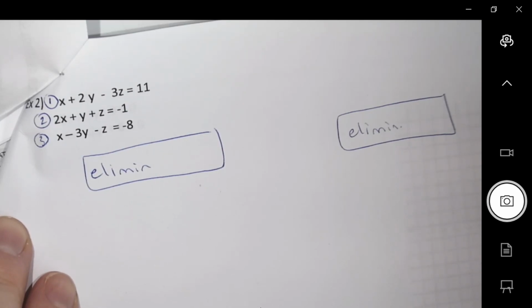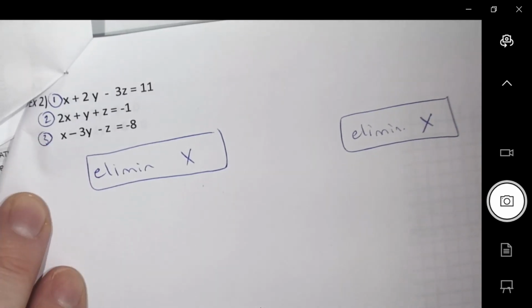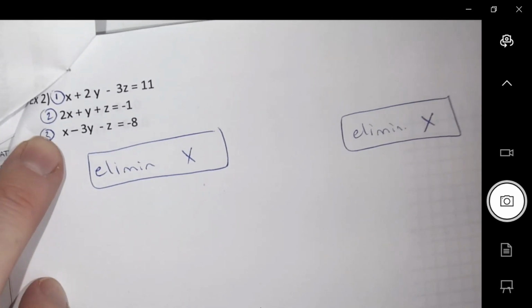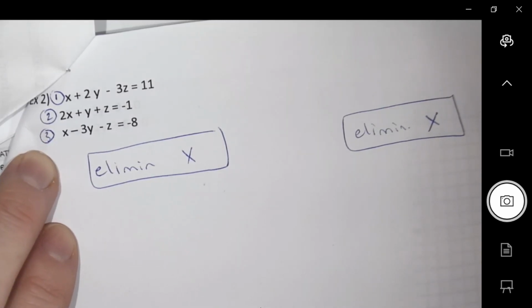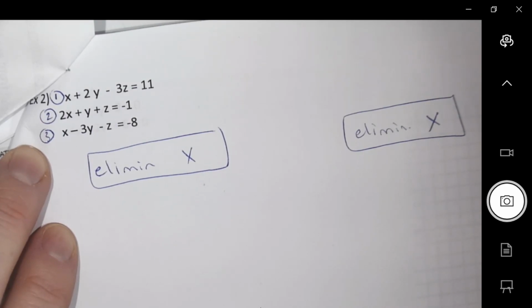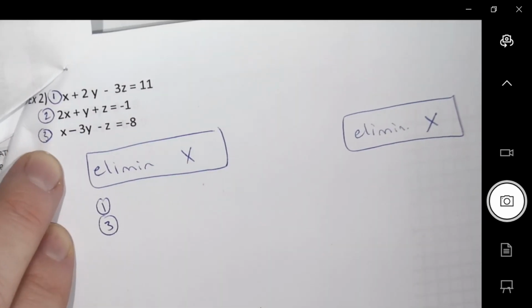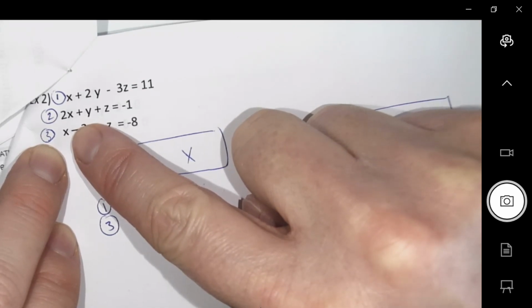Z? Yep. I think X or Z. Doesn't really matter. I'm going to pick X just to say we did something different. Okay. So I'm going to commit to eliminating X. And we have to do it twice. Which two equations would make the most sense to you right away? 1 and 3 would be easy right away, right? 1 and 3 would be easy to get rid of x's, right? Because they're both just an x.